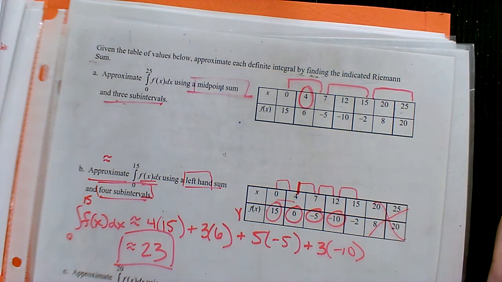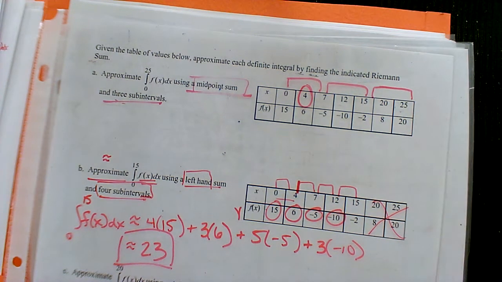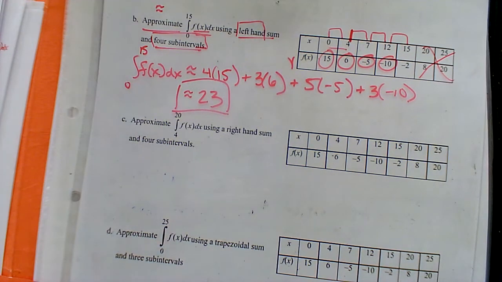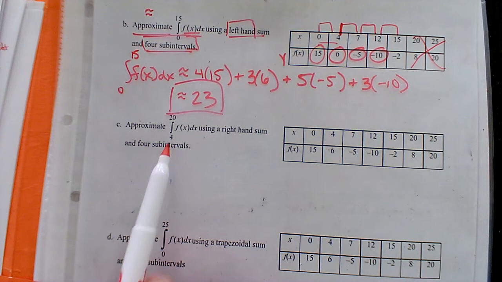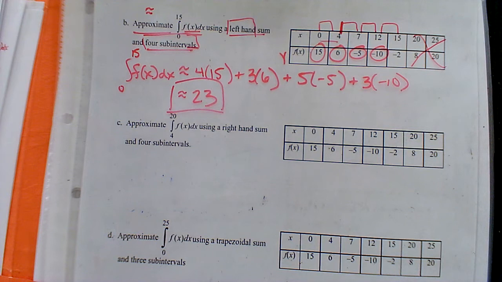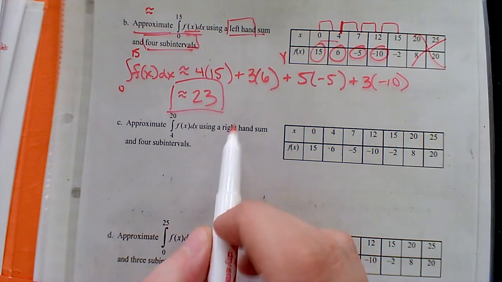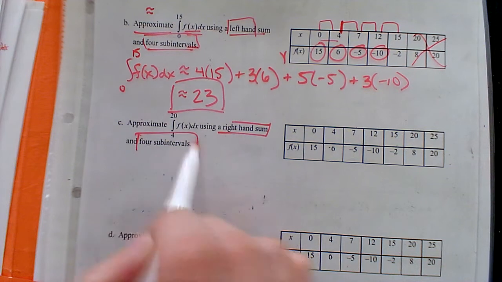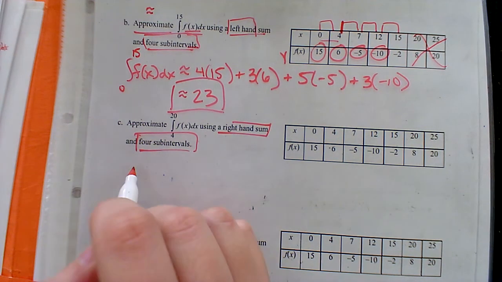Was that covered before? Good. Really good. Okay, perfect. Do you guys think you can try part C? Be careful of what the integral is telling you to use. What are your bounds? Where are you beginning and ending? Notice how we go from 4 to 20. So you're not going to use the whole table in this case. All right, and we want a right-handed sum, again with 4 subintervals.